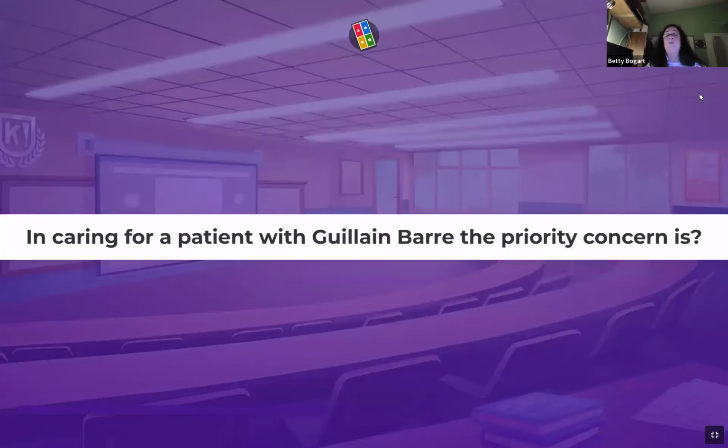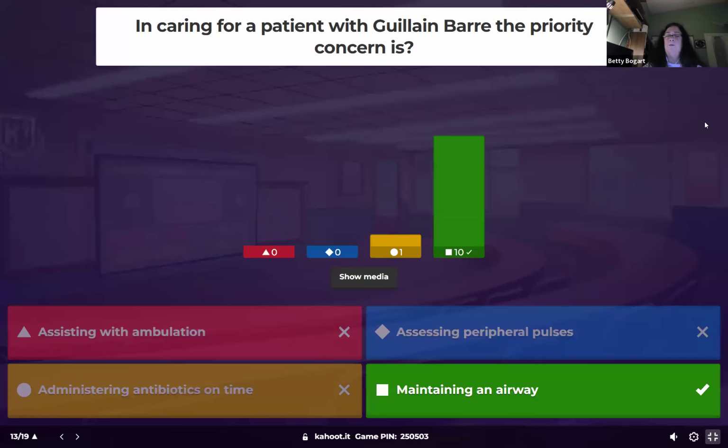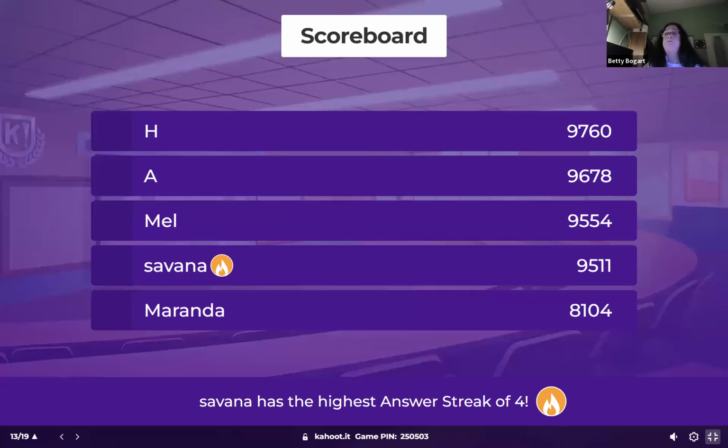In caring for the patient with Guillain-Barré, the priority concern is... You have a child admitted, diagnosis, Guillain-Barré. What are you monitoring? Priority. And of course, it's that phrenic nerve. We don't want that to go out and stop breathing. Yes, it's all about the airway.